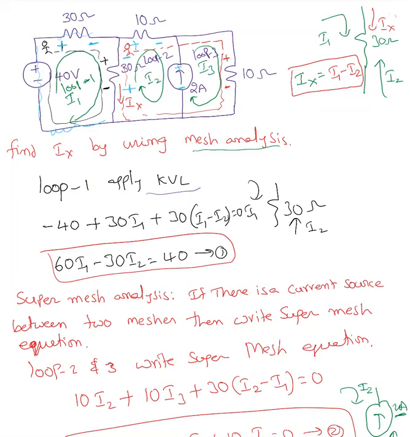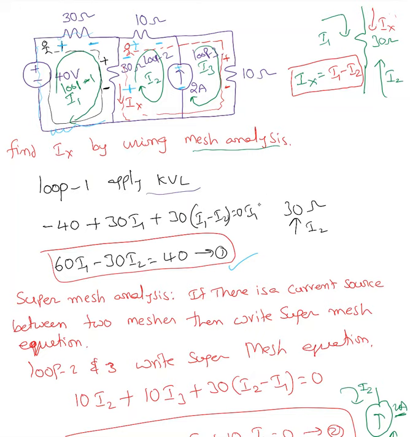Okay, once we assign, now I'm going to write down the equation. Minus 40 for the voltage source is already given. We never assign positive and negative signs for the voltage source. So minus 40 plus 30 times I1 plus 30 times (I1 minus I2) equal to 0. So I ended up with 60 I1 minus 30 I2 equal to 40.